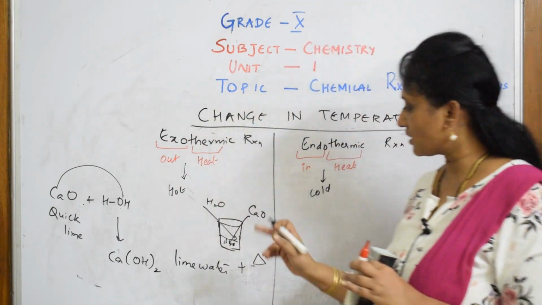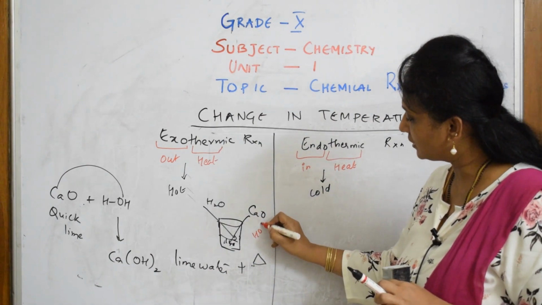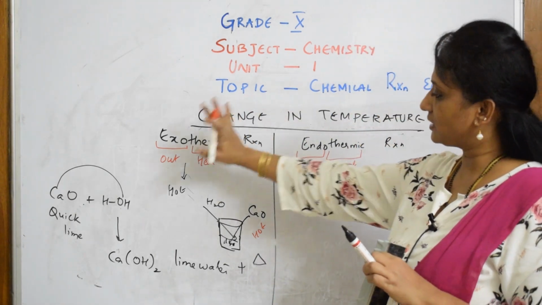So what will happen to this beaker? The beaker will become hot. See here, I have written the heat in the form of delta. So this is an exothermic reaction.